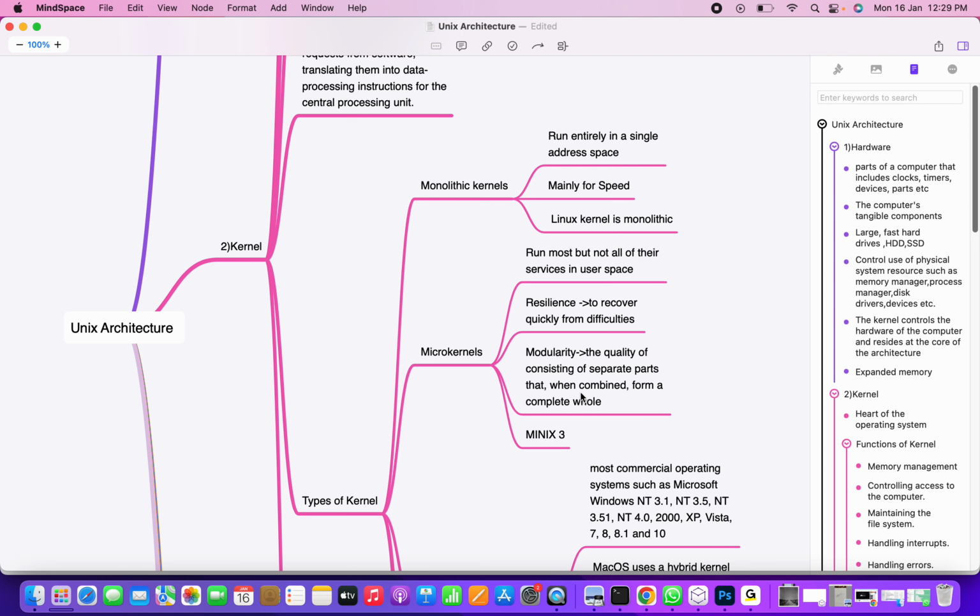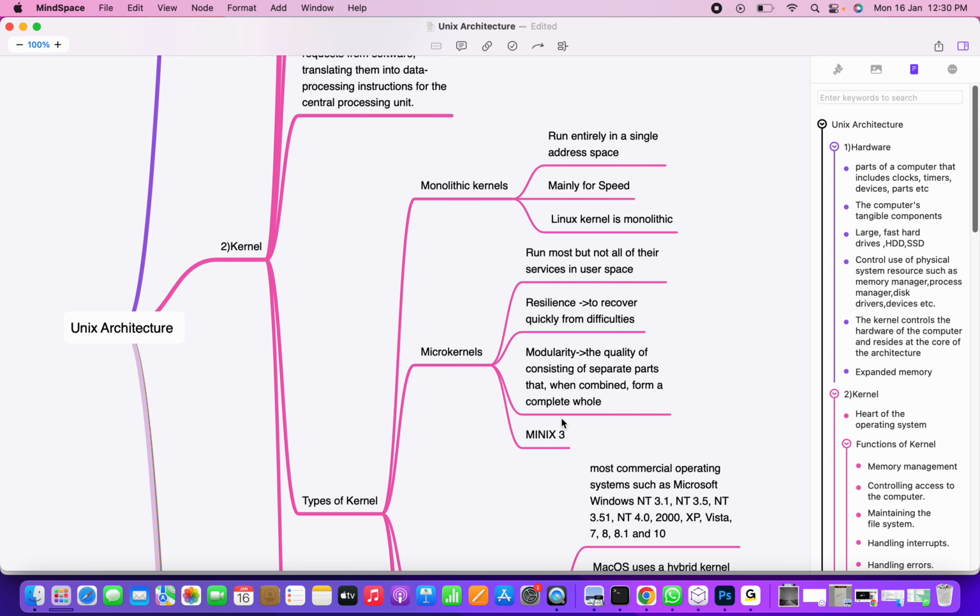Okay, so microkernels run most but not all of their services in user space, where the kernel space is different from the user space. It provides the resilience to recover quickly from difficulties. So if you have a microkernel in place, we can easily recover from difficulties. It's more into resilience. Then modularity: the quality of consisting of separate parts that, when combined, form a complete one. An example of a microkernel is Minix 3.